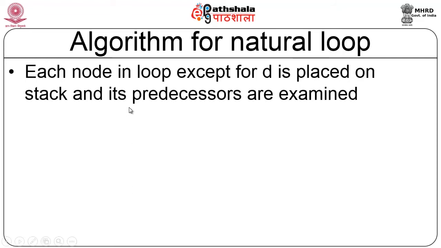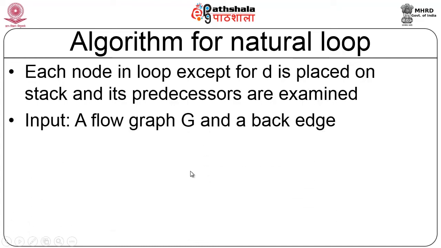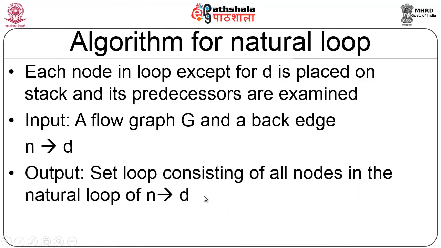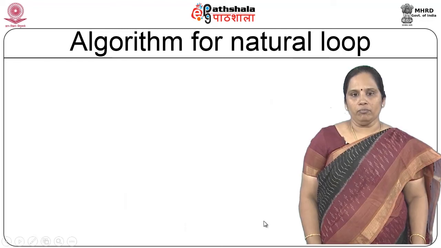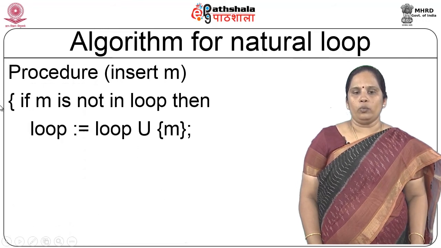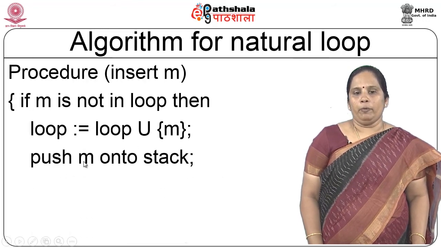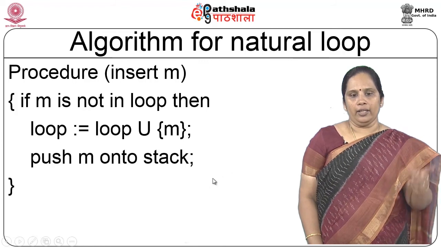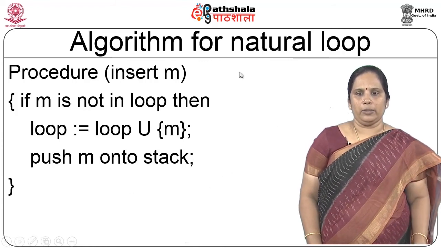Each node in a loop except for D is placed on the stack and its predecessors are examined. Input will be a typical flow graph, a control flow graph G with a back edge N to D, and output will be a set loop consisting of all nodes in the natural loop of N to D. So, this is the procedure. If M is not in loop, then you add it and push this node onto the stack.